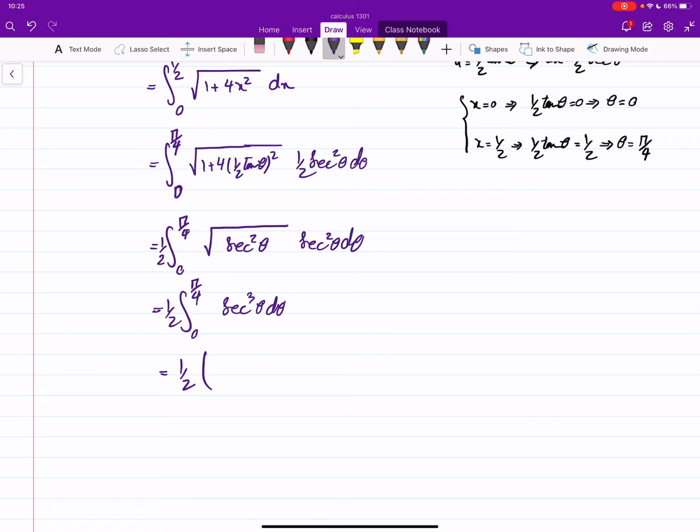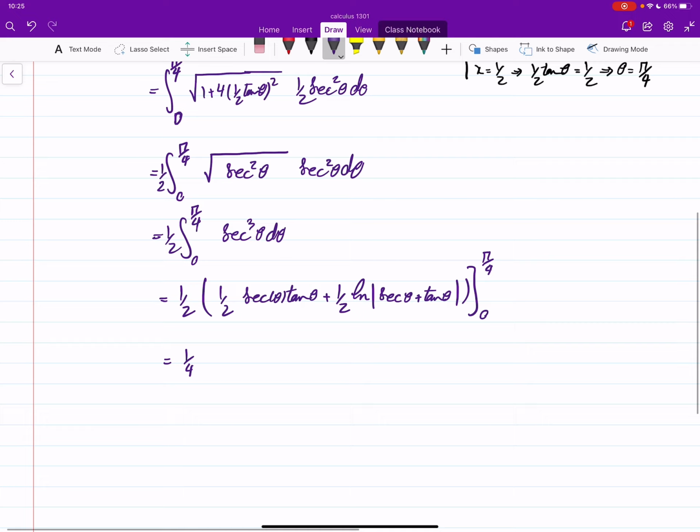And now you can use different methods here. In particular, you can apply the reduction formula for powers of secant, which will give us half of secant theta tan theta plus half of ln of secant theta plus tan theta. Yes, and then go from 0 to pi over 4. So we can factor out those halves there and plug in pi over 4.